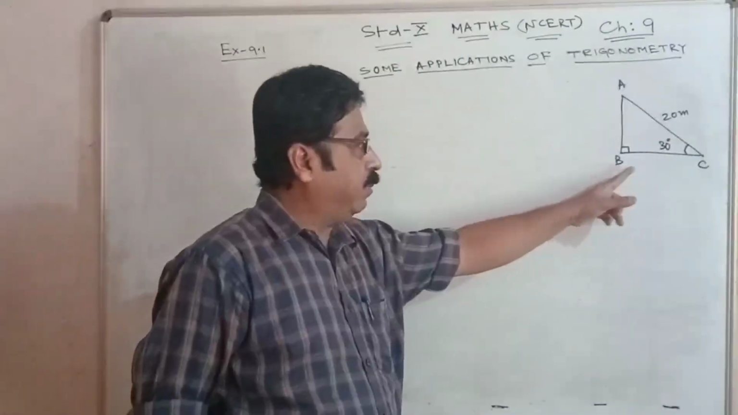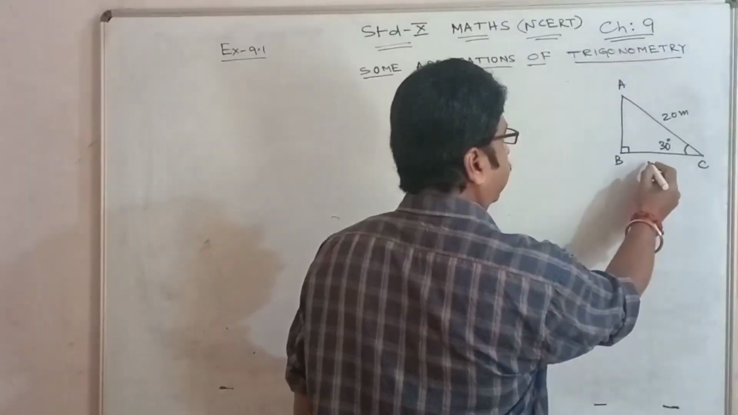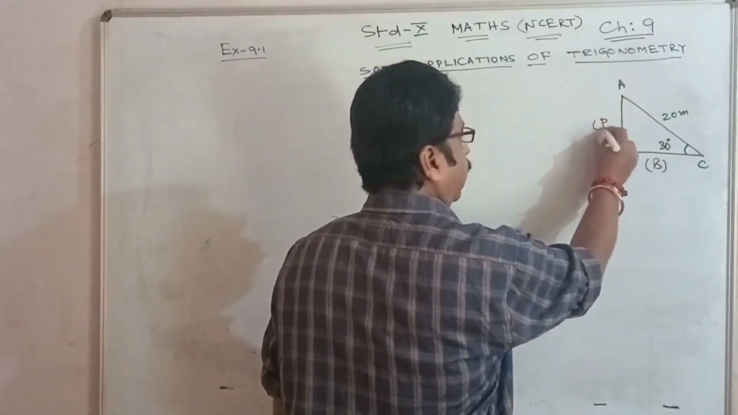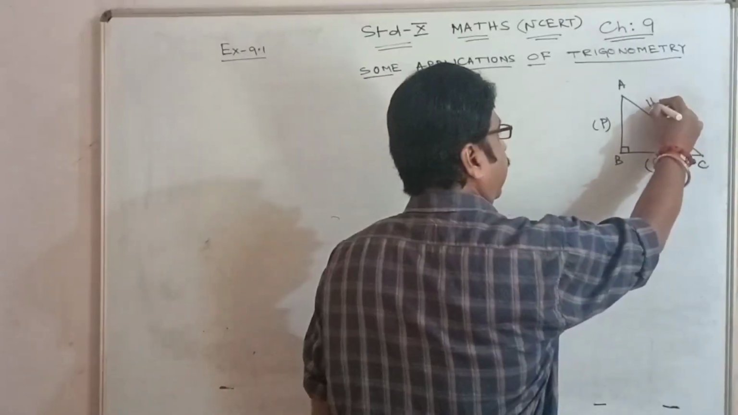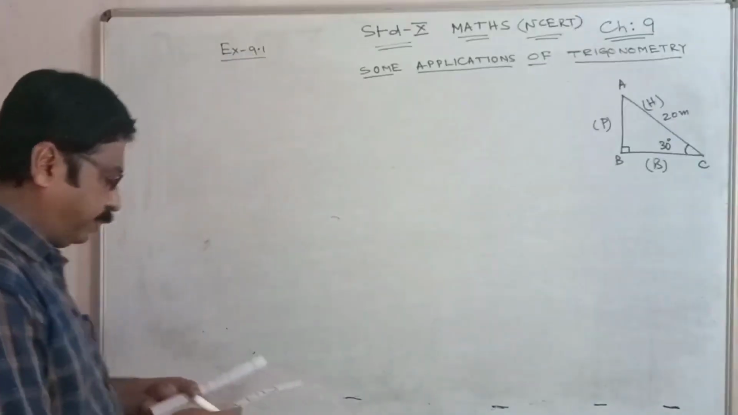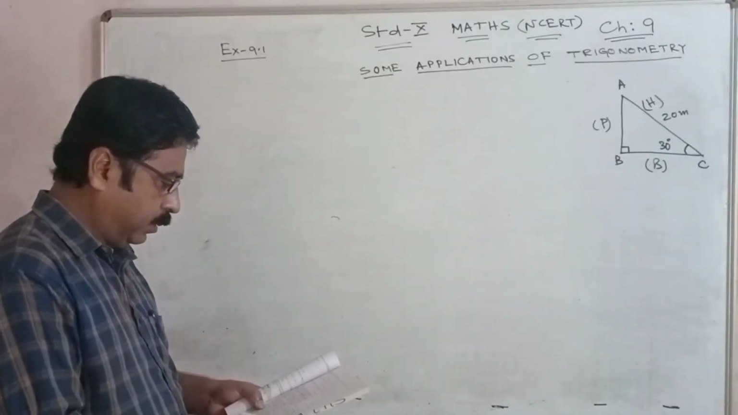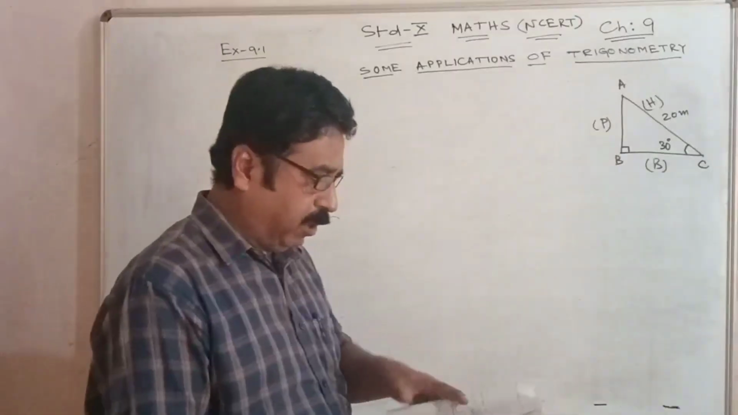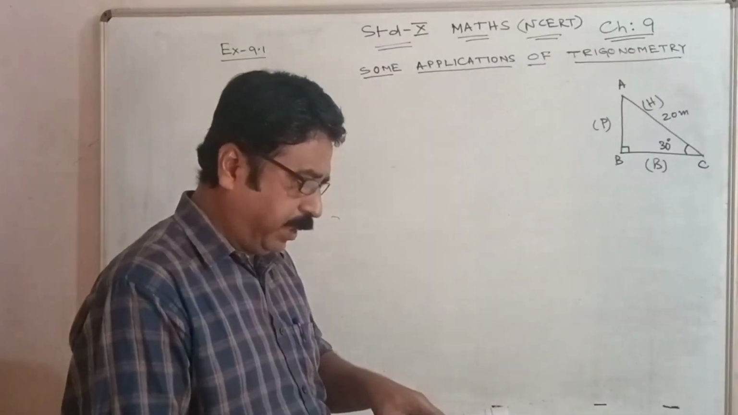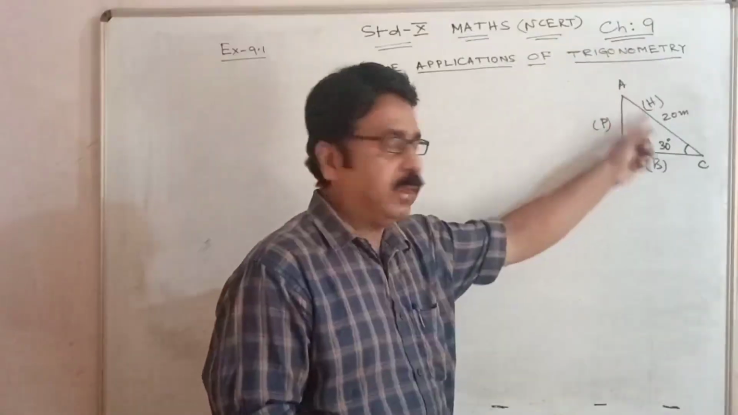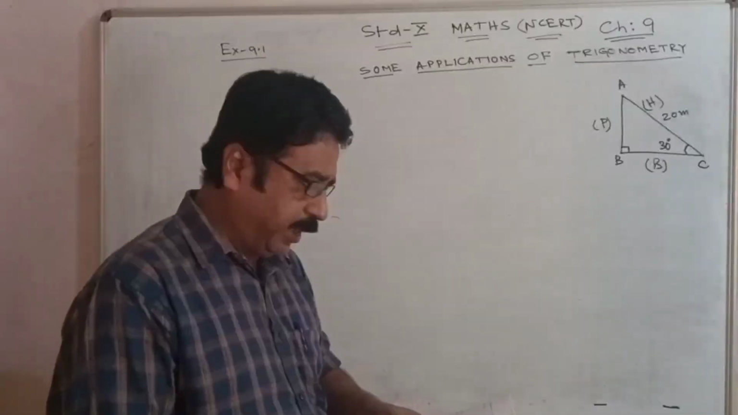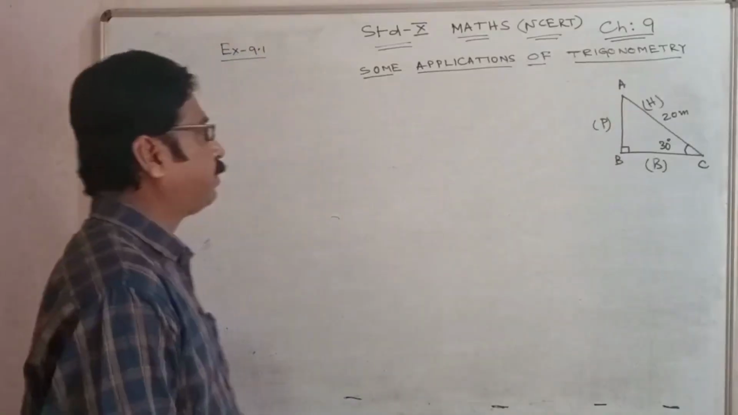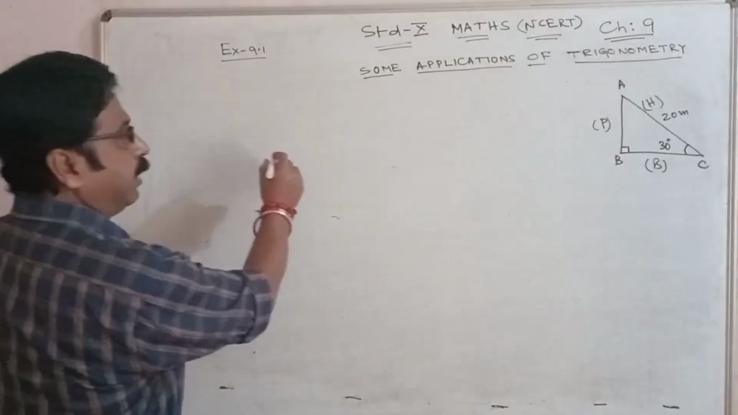For this triangle, BC is the adjacent side. This will be base, and AB will be the perpendicular, and AC is the hypotenuse. In this sum, AB is the vertical pole, and a circus artist is climbing a 20-meter long rope. So AC is the rope and AB is the vertical pole. Find the height of the pole. That means AB, this we have to find. We can use perpendicular and hypotenuse.